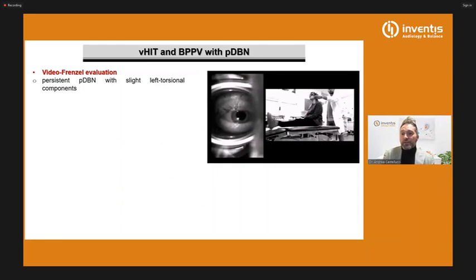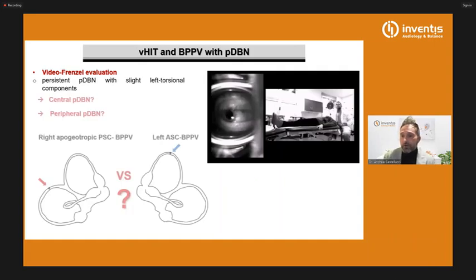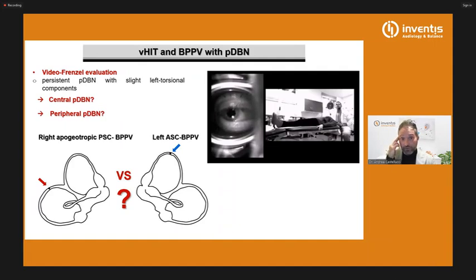This is another interesting case of a patient with positional vertigo, but in this case, you can see here we do not have a typical paroxysmal nystagmus. We have a persistent downbeat nystagmus again with tiny left torsional components. So in this case, is it central, or if it's peripheral, is it right apogeotropic posterior canal BPPV, or is it left anterior canal BPPV? We do not know.